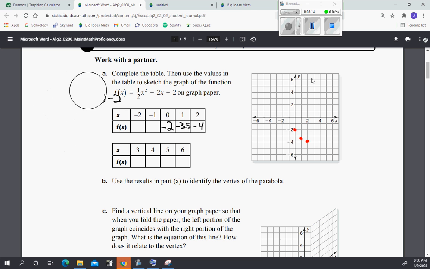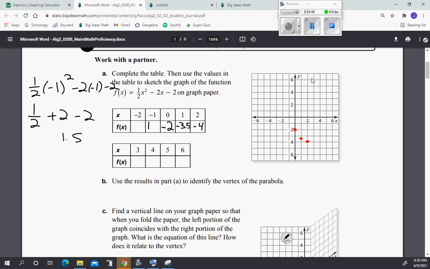Now let's start with our negatives. I'm going to do -1. So 1/2 times -1 squared, minus 2 times -1 minus 2. -1 squared is 1, so we're going to have 1/2 times 1. Minus 2, so it's going to be +2 minus 2. That's 2.5 minus 2, which is 1.5. So at -1, f of x is at 1.5.